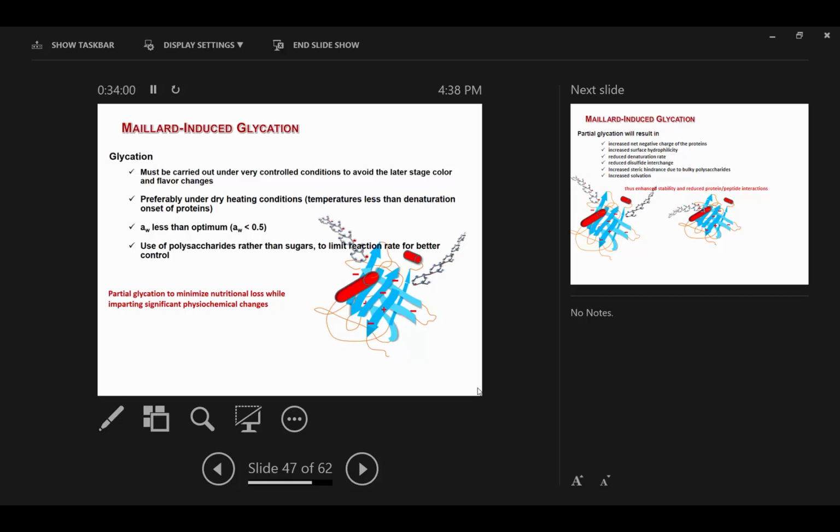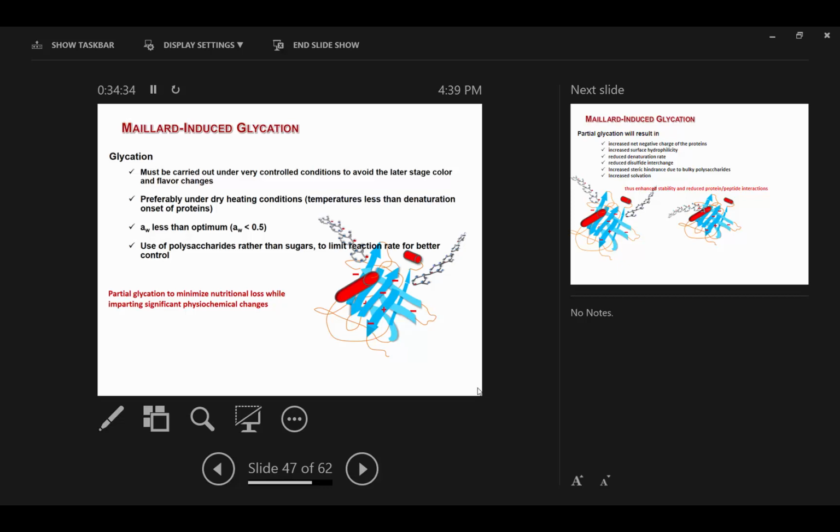So 100 DE is equivalent to glucose, with the reducing power of glucose. And as the number is lower, that means you have a larger molecule and less reducing power. So we use polysaccharides that are not very small and don't have a high reducing power. Therefore, we can limit the rate of the reaction. And we target something we call partial glycation.